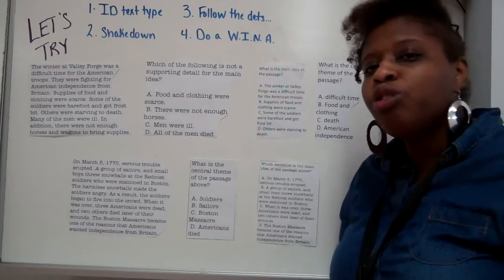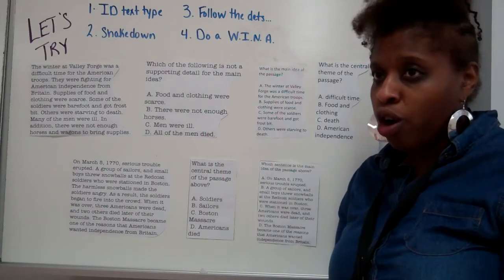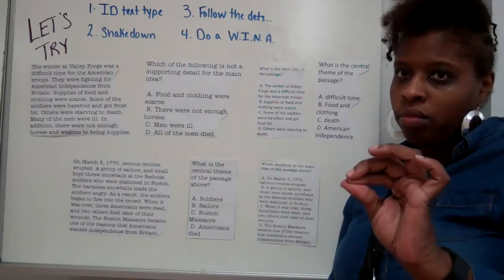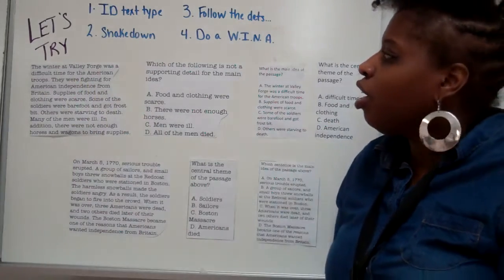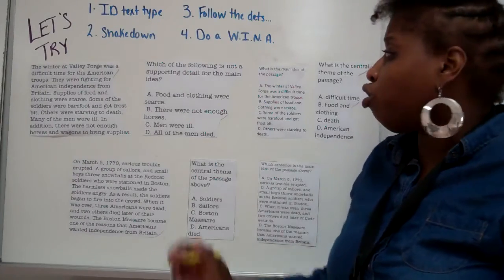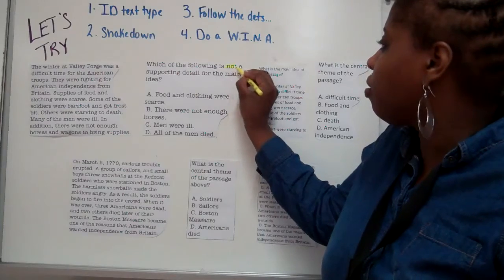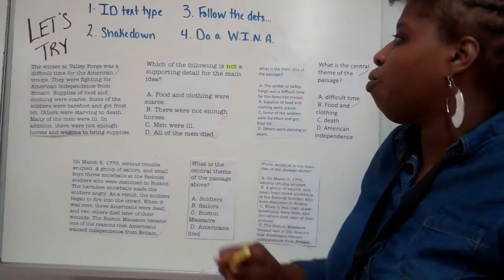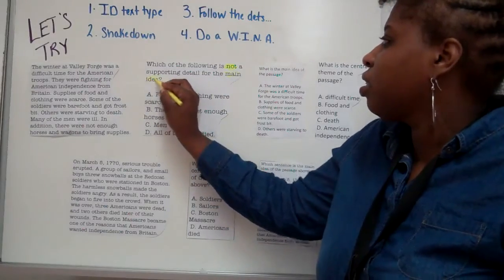And then 4, do a winner strategy. The who, the information, the least number of words, and then ask, what is the central idea? So let's do this one. The winner at Valley. So remember, step 1, you always want to read the question. Which of the following is not a supporting detail for the main idea?